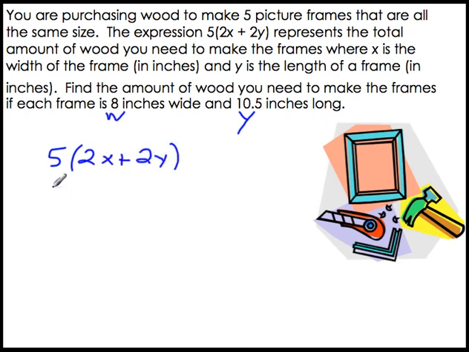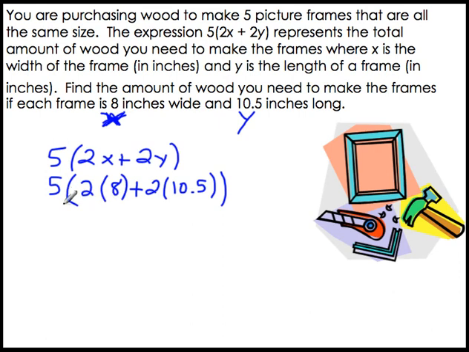Now it's just a matter of plugging in. So it'll be 5 times 2 times 8 is your x. I don't know why I put w. I think I was thinking width. This is actually x. Okay? So 8 is your x plus 2 times y is 10.5. That's a lot of parentheses.